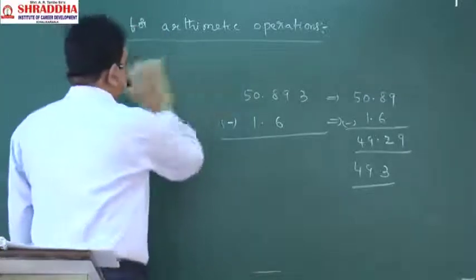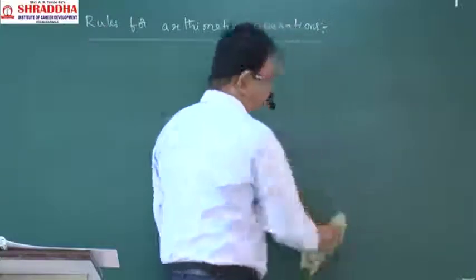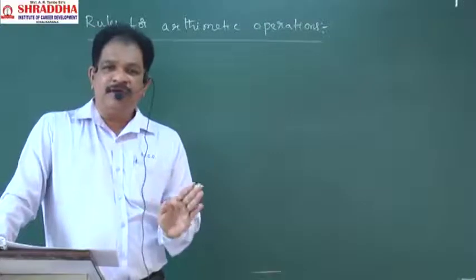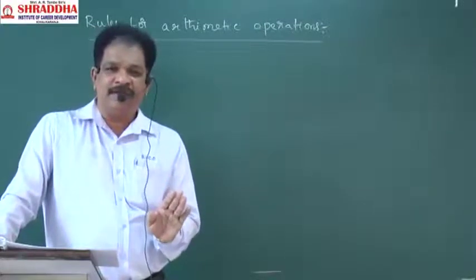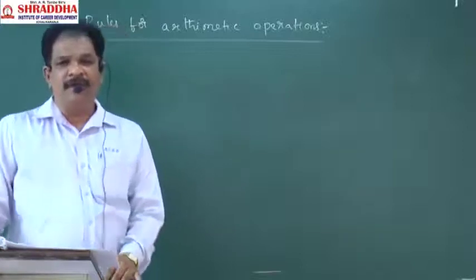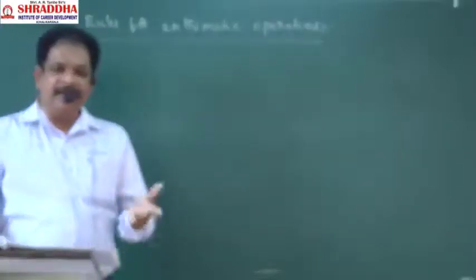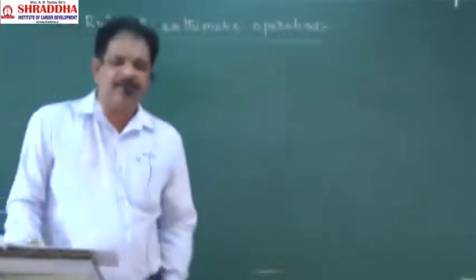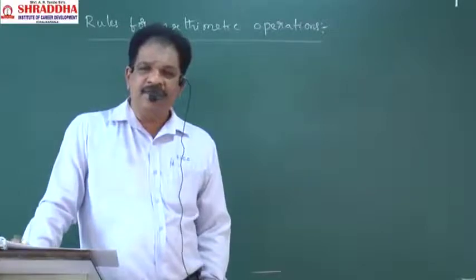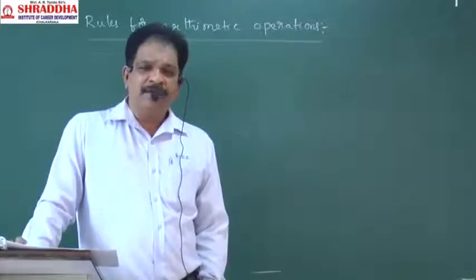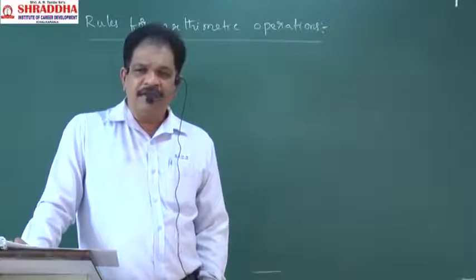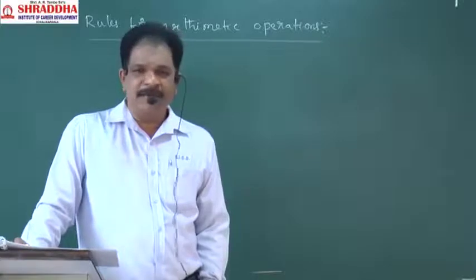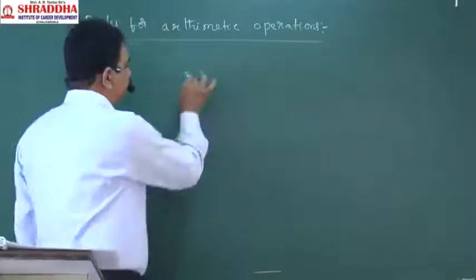In multiplication and division, what to do? In multiplication and division, there is no need to consider the significant figures after the decimal point. Consider the entire number and find the number which has the fewest significant figures. Do that arithmetic operation. The final answer will also have the same number of significant figures. Is the point clear?